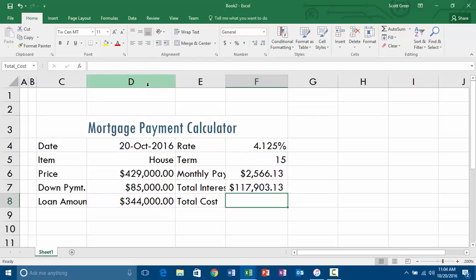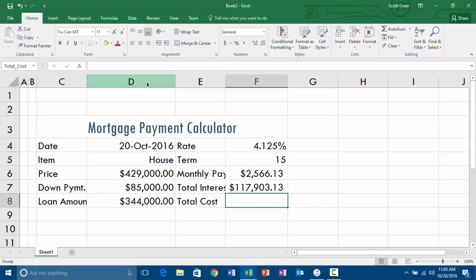Yours is what? Do you have 256613 above? We should all have the same number. Ta-da. Yeah. So you got to make sure you have two decimals.